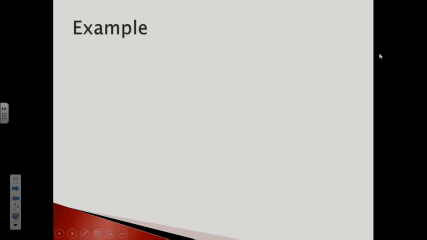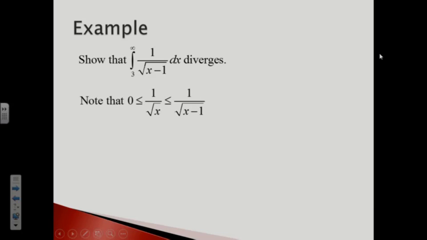We take an example. Show that the integral from 3 to infinity of 1 over square root of x minus 1 diverges. We can evaluate this integral directly, but we can prove that it diverges by showing that it is greater than a divergent integral. Note that 1 over square root of x is positive and is less than 1 over square root of x minus 1.